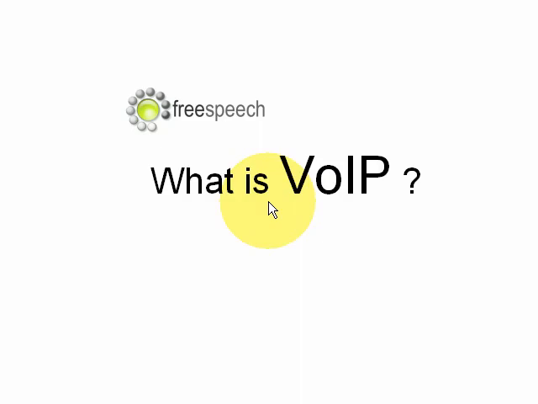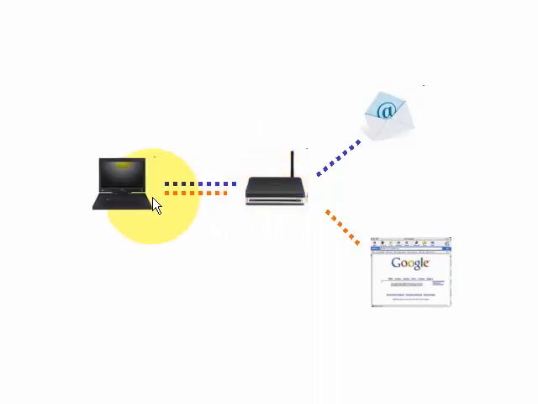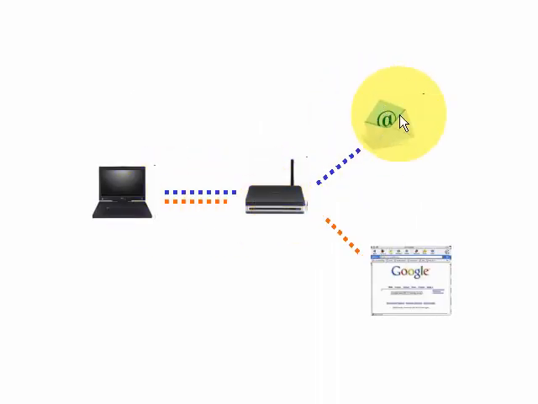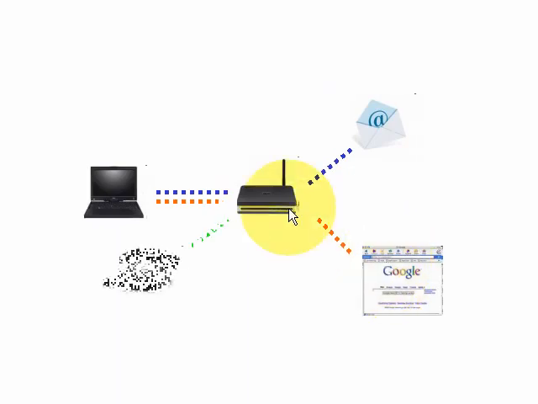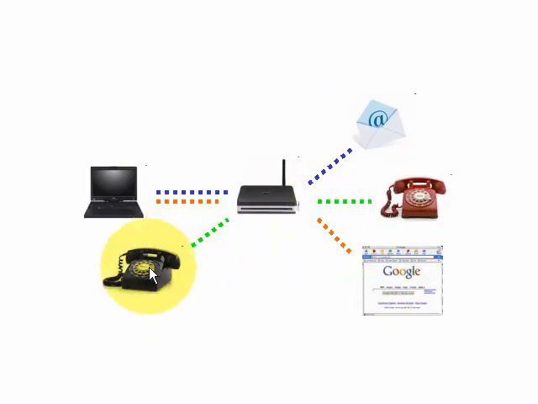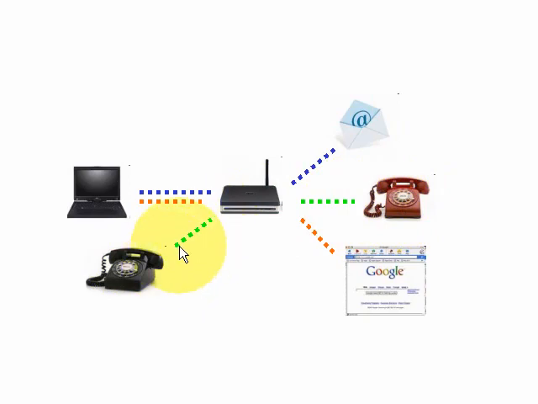VoIP simply means running a telephone service over a broadband connection. Typically, we use our broadband for services like email and web browsing. VoIP just means a new service, telephony, running over the same connection.